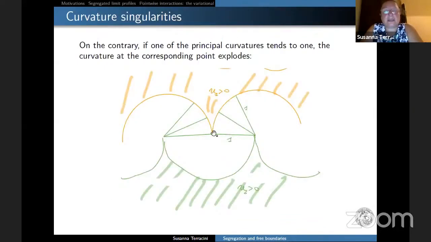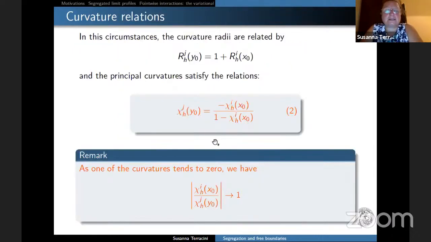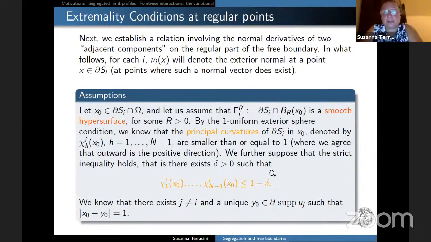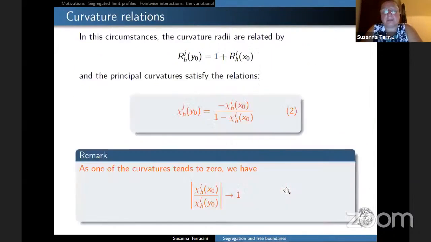So in case the curvature becomes equal to 1, then you can lose regularity, and that can be cut. We don't allow that. This is an assumption that we are making on our free boundary.